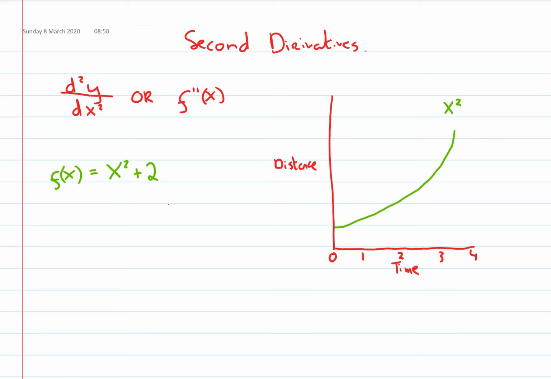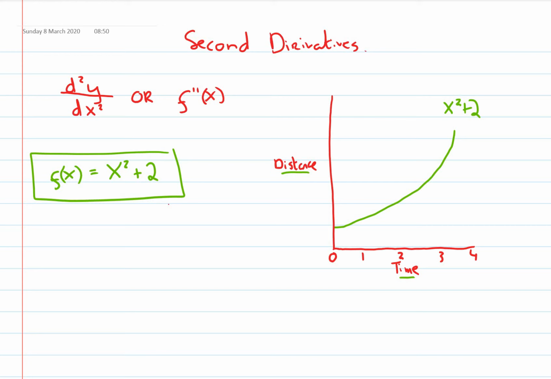Okay, in this video we're going to look at second derivatives, which means differentiating twice. If we just look at this graph here, we have a graph of x squared plus 2. So there's our function, x squared plus 2, and here is distance and here is time on our y and x axis. Here's our function here. That function will give me the distance after so many seconds.